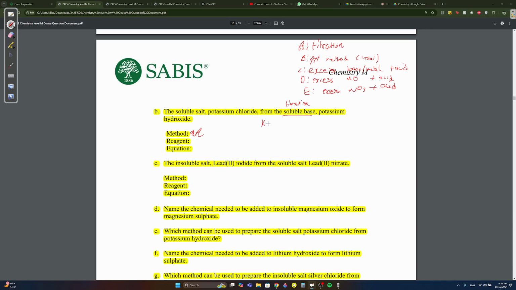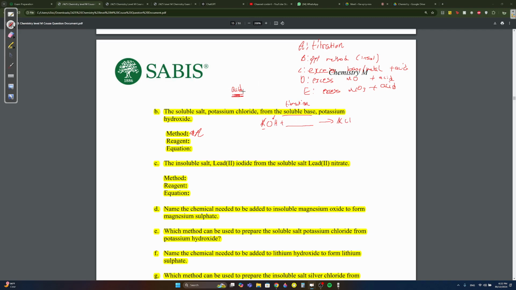Potassium hydroxide, KOH. We need to add something for it to become potassium chloride. It's a base, right? It's a metal hydroxide. What do we add to a metal hydroxide? You're always adding an acid, right? It's acid plus metal hydroxide. Okay, K with K. We're obviously not going to add K. Do you add OH? No. We know it's an acid, right?